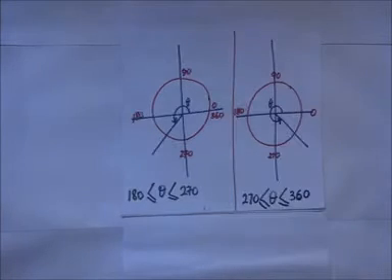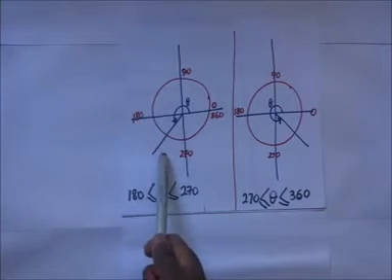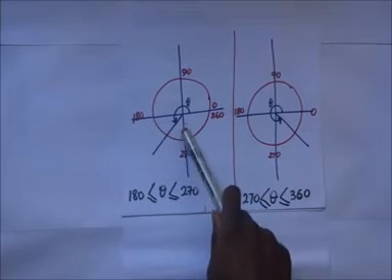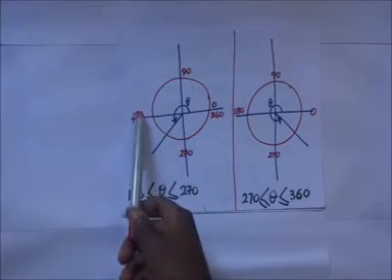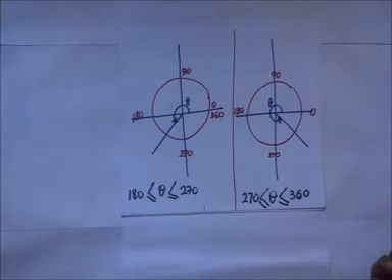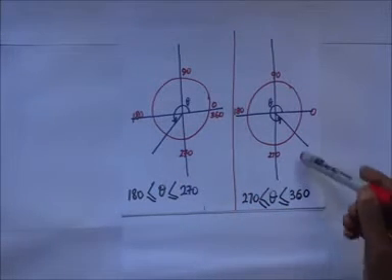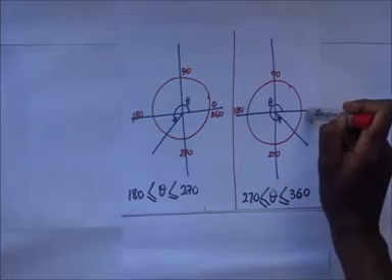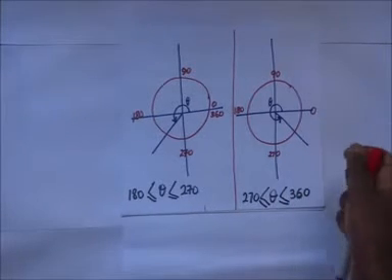The third quadrant runs from 180 degrees to 270 degrees. All values of theta lie between these. All angles lie between 180 to 270 degrees. Then the fourth quadrant lies between 270 degrees and back to 360 degrees. This is the fourth quadrant.